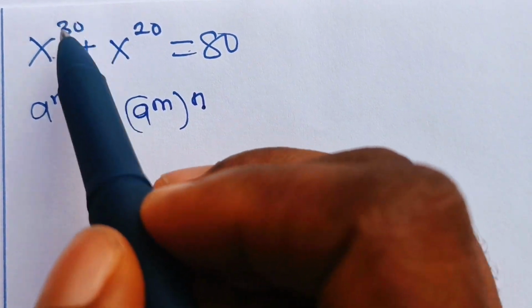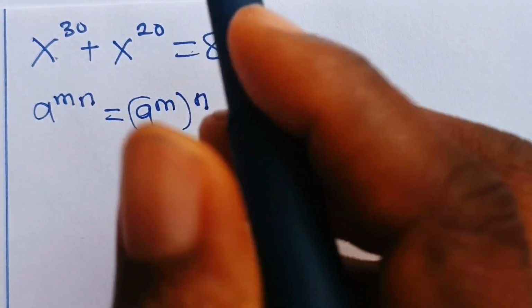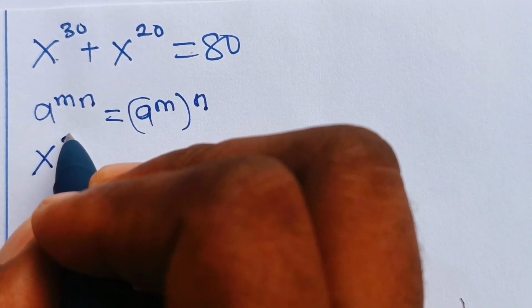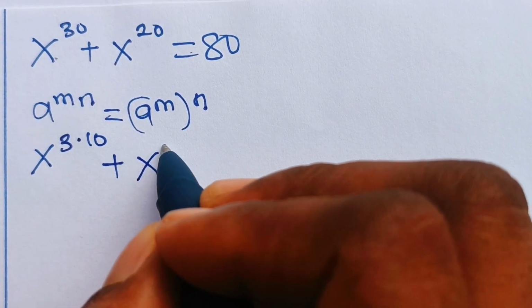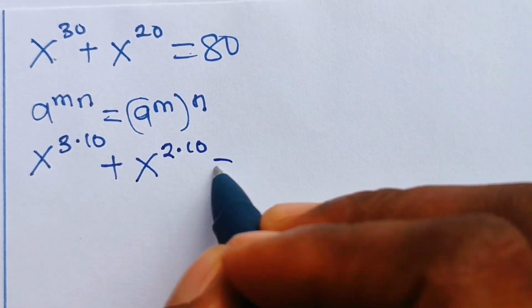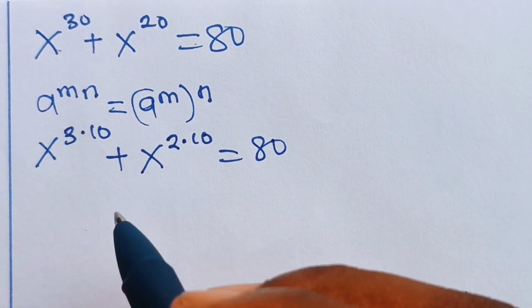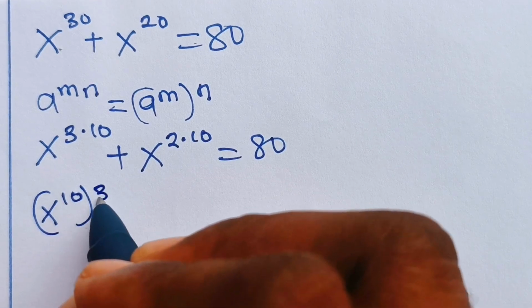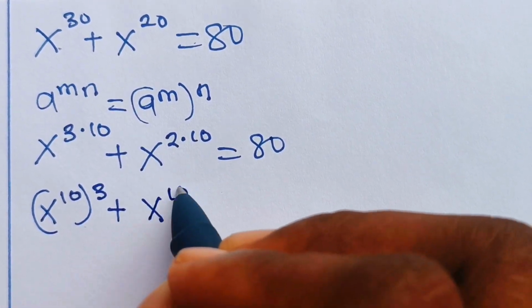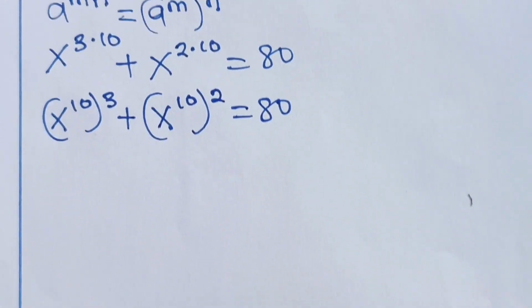So that simply means that we can express 30 as a product of its factors, and then we can also put it in this form. Now 30 is the same thing as 3 multiplied by 10, and 20 is the same thing as 2 multiplied by 10. Now let's put this in this form. If we do that, we have x to the power of 10 raised to the power of 3 plus x to the power of 10 raised to the power of 2 is equal to 80.